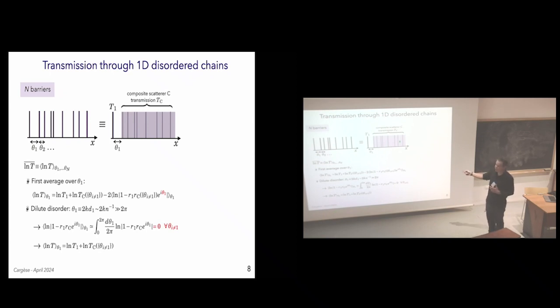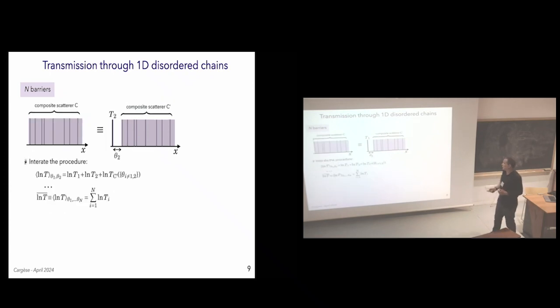So we will again decompose this composite scatterer into a new Fabry-Perot, average over the phase theta 1, and proceed like this successively until the result. At the next stage, you take the composite scatterer C, and decompose it as a new Fabry-Perot consisting of the second barrier plus a composite scatterer C prime. Here you have the barriers from 3 to n. You average now over theta 2. This averaging cancels the new interference terms, and now the average of log t over theta 1, theta 2 is log t1 plus log t2 plus log tc prime, and so on and so forth.